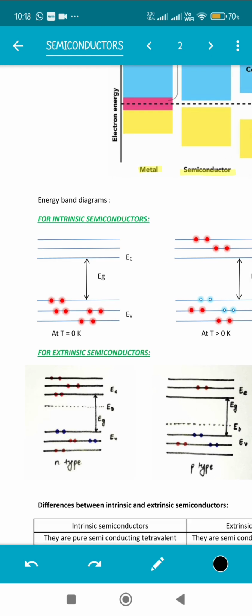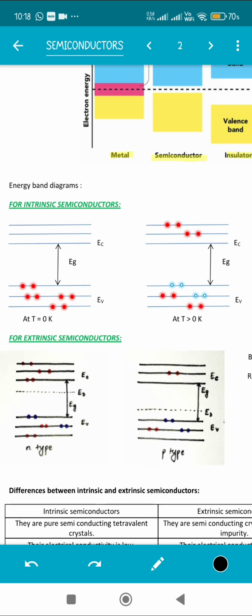Now talking about extrinsic semiconductors, N-type and P-type semiconductors. We know in N-type semiconductors, the number density of electrons will be more because we doped it with the pentavalent impurities. So see, the number density of free electrons are more in the conduction band. But in case of P-type semiconductors, the number density of holes will be more in the conduction band. So as you can see, there are just 2 electrons and the rest of it will definitely be holes. So in this manner, we can make the band energy diagram for extrinsic semiconductors.